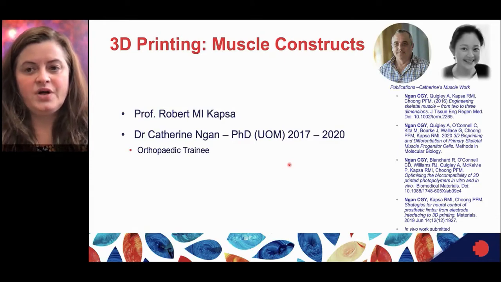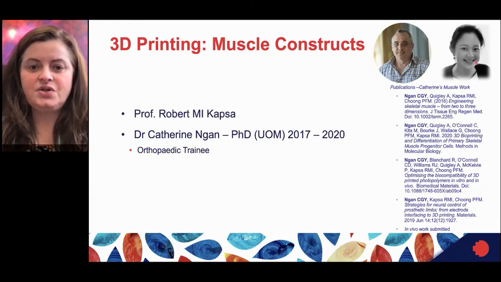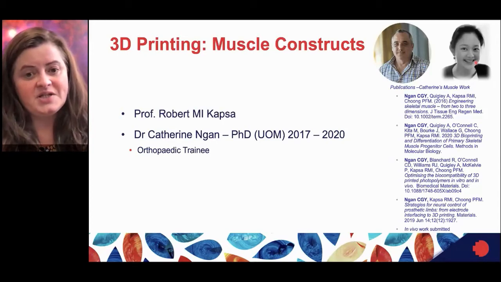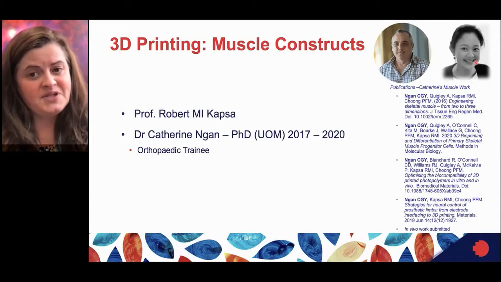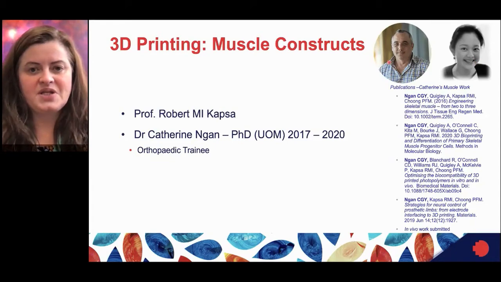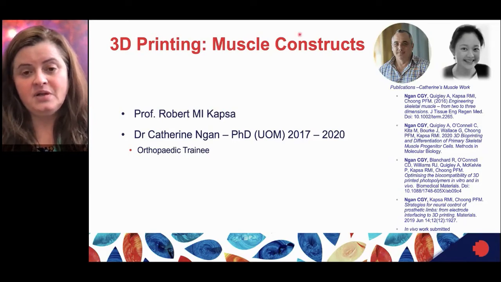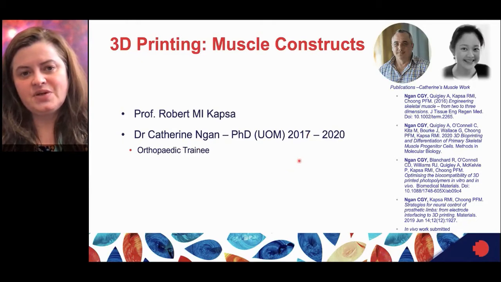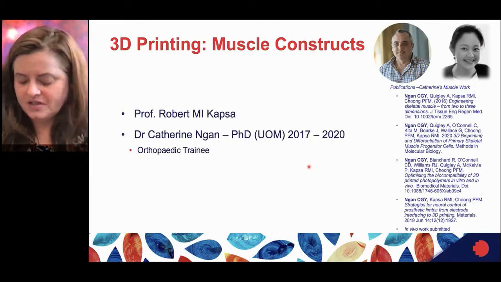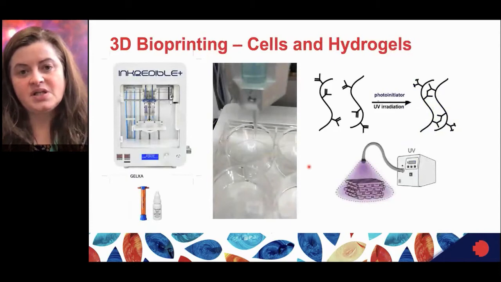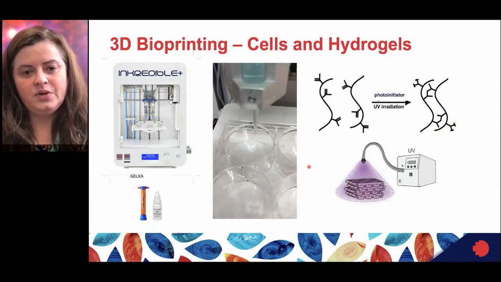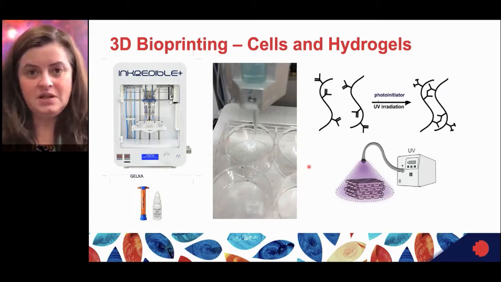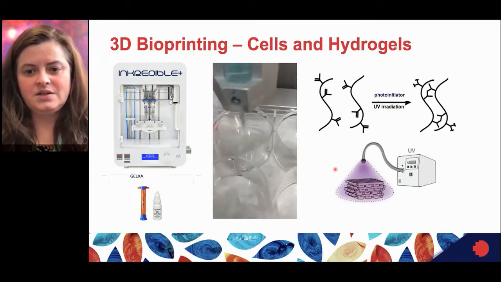This has been some work done by Catherine, who is our PhD student, who finished up last year, and Robert Kapsa. I worked with Robert Kapsa at RMIT, and we were previously at the University of Wollongong as well, University of Melbourne. And Catherine is actually an orthopaedic trainee. So she was doing some work on 3D printing muscle constructs that was quite promising, using this hydrogel-based technique where we put muscle cells into the hydrogel and printed them, and I'll talk a bit about those experiments in the next couple of slides.